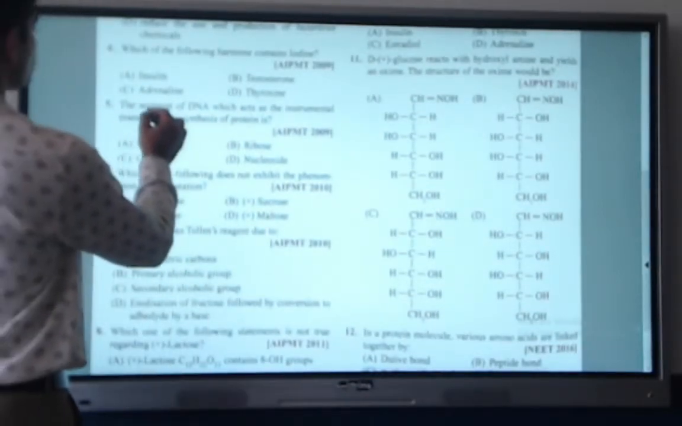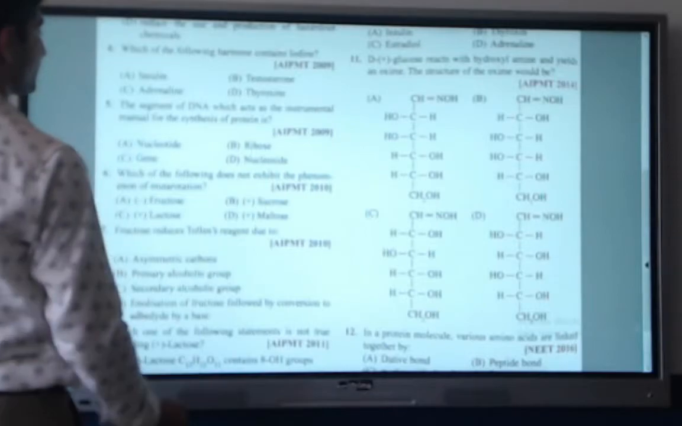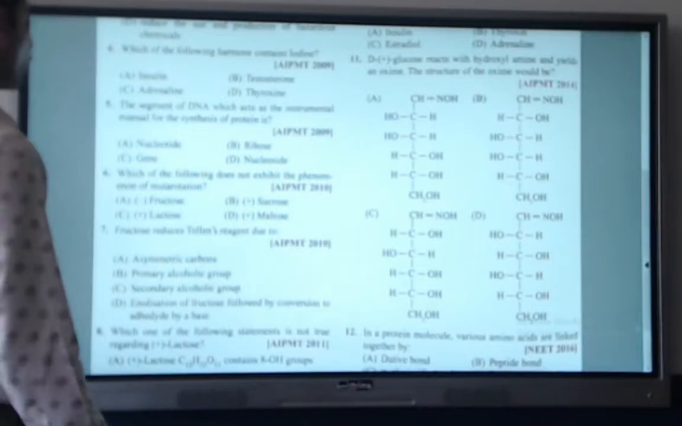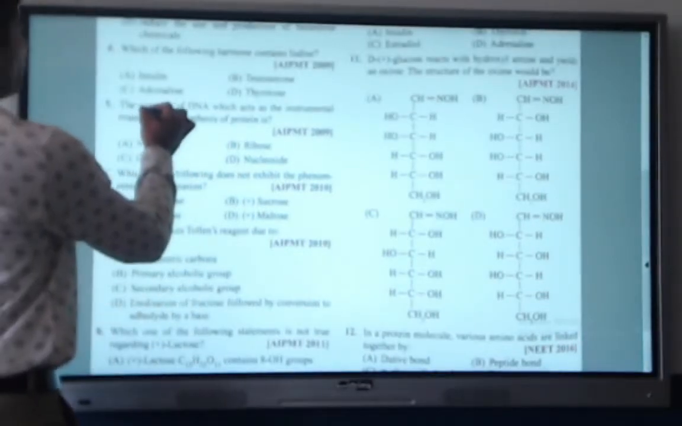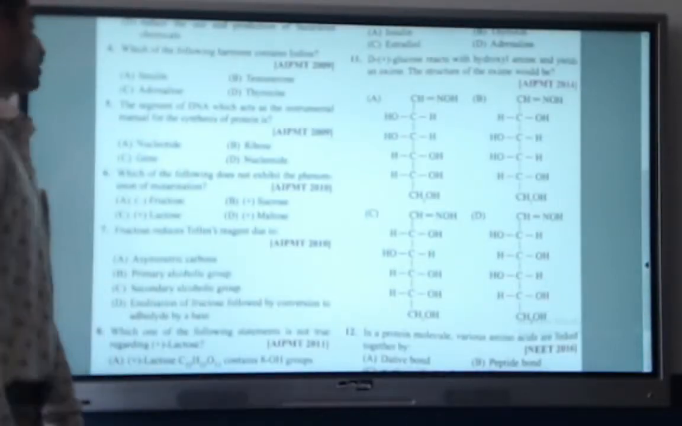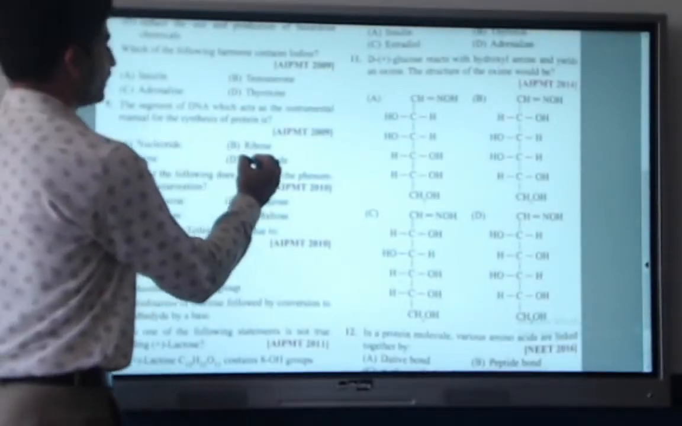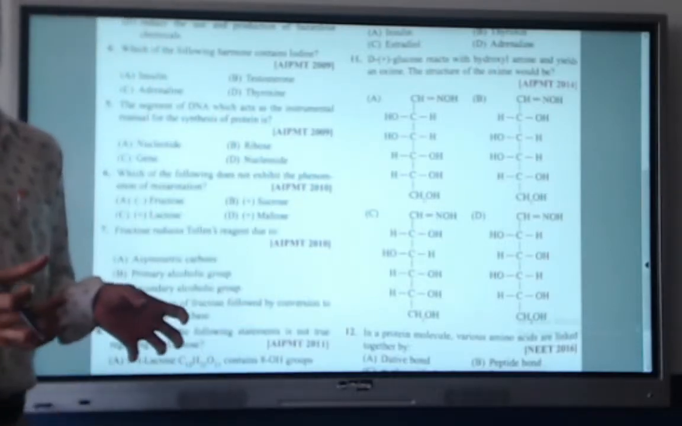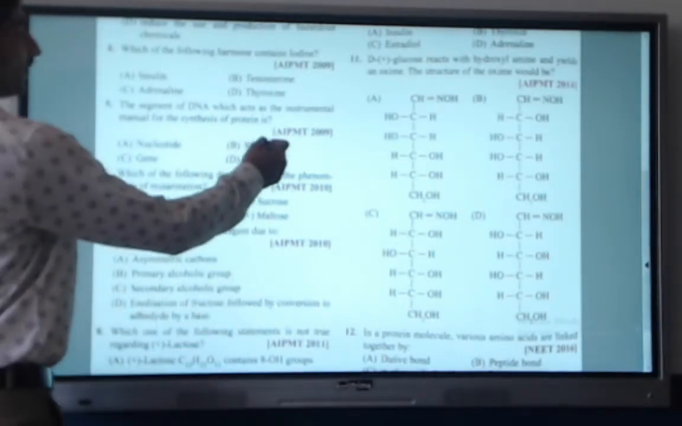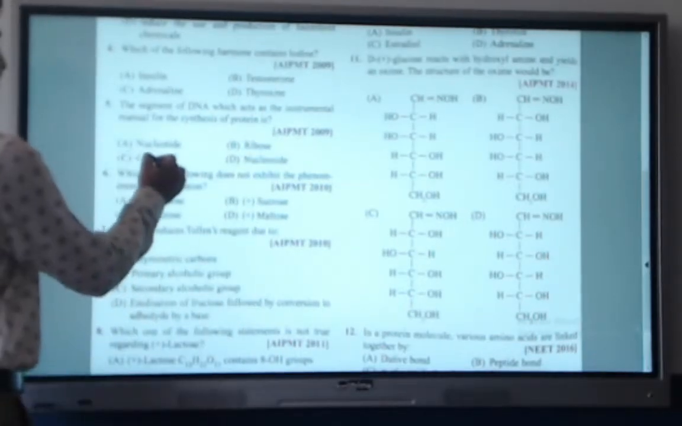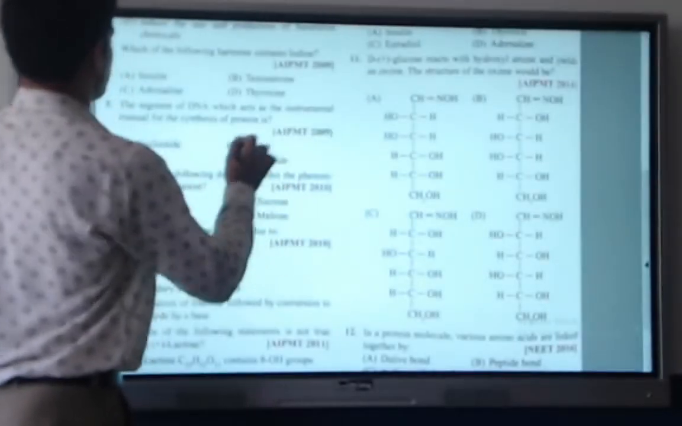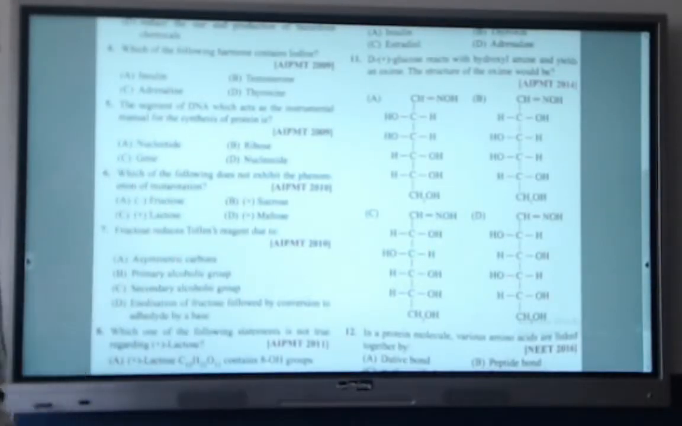The segment of DNA which acts as the instructional manual for the synthesis of protein is? So in DNA, which acts as an instructional manual for the synthesis of protein, you already know that nucleotides and nucleosides are the bonding bridge, whereas ribose is not concerned. So the option is gene.